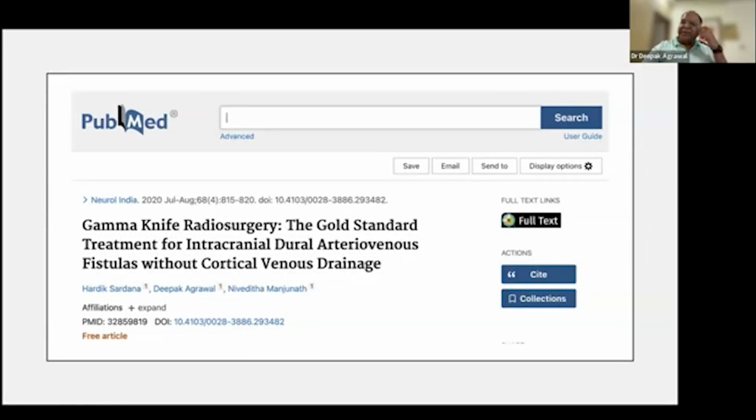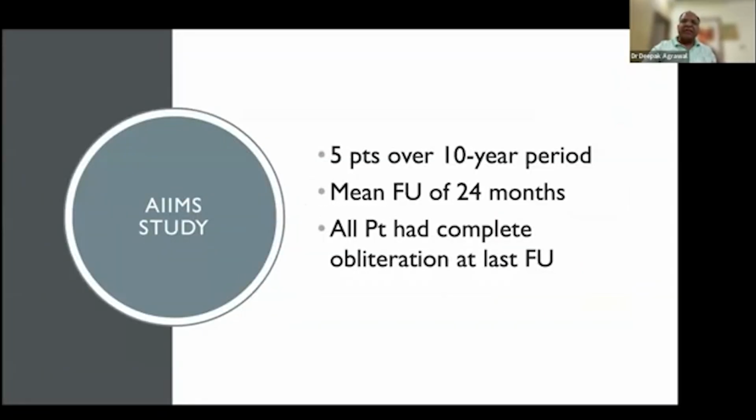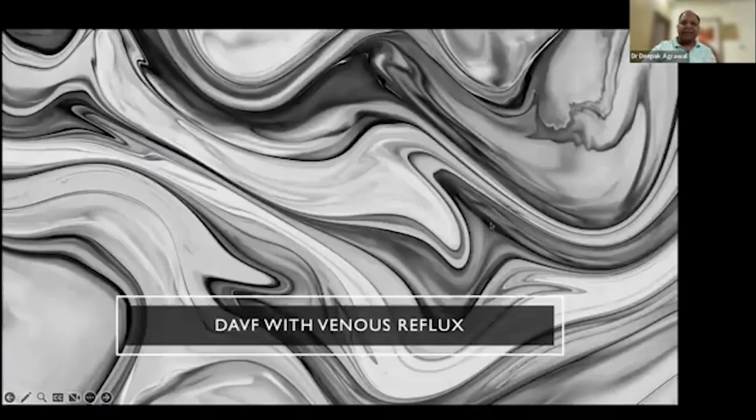The problem with dural AV fistulas is, although they constitute 10% of all the vascular malformations, most of them are asymptomatic and they do not present. And whoever presents are taken up by the endovascular surgeons. So over a 10-year period, we had 5 patients who we did radiosurgery. These were patients with dural AV fistula without venous hypertension, so they are good grade patients. We had a follow-up of 24 months, and all patients had obliteration within 24 months. So it's an excellent modality for these patients.